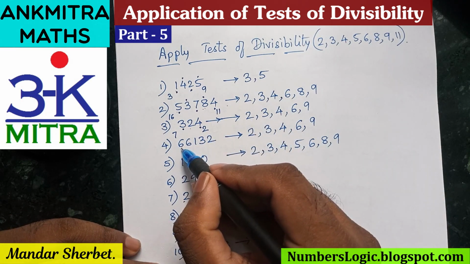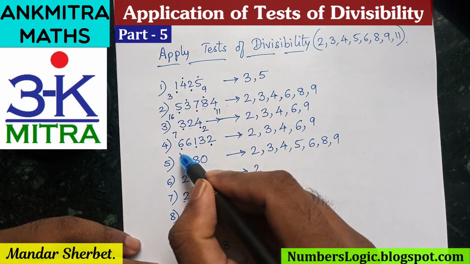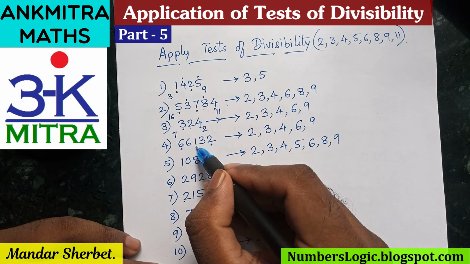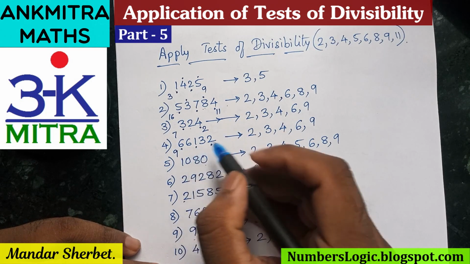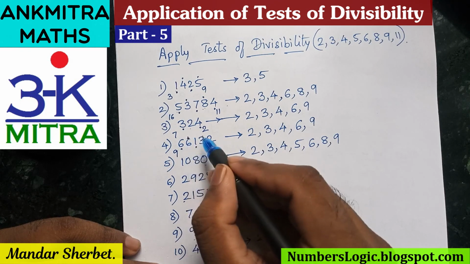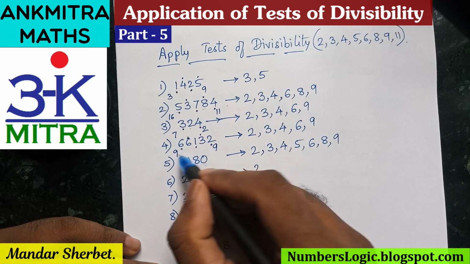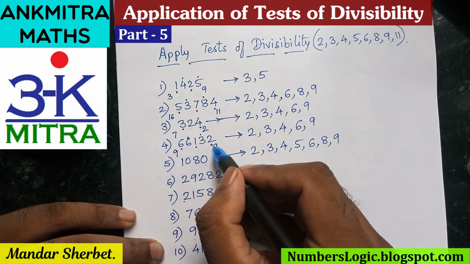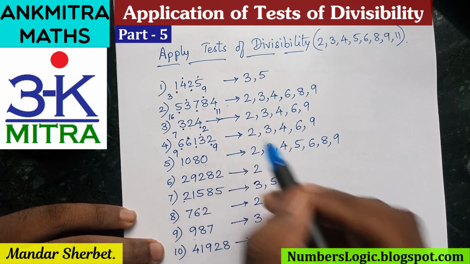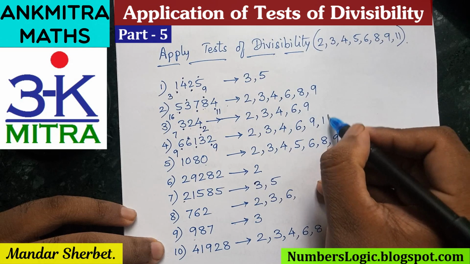66,132. So the first pair of alternate numbers is 6, 1 and 2. So 6 plus 1 is 7. 7 plus 2 is 9. And for the other pair it is 6 and 3. 6 plus 3 is 9. Now the difference between these two sums is 0. So that means this number, 66,132, will be divisible by 11. So I'll write an 11 here.